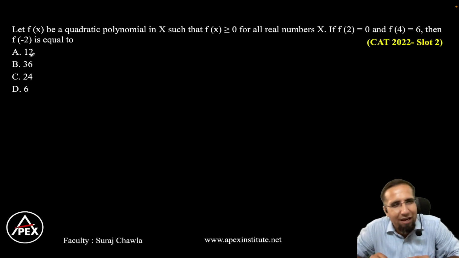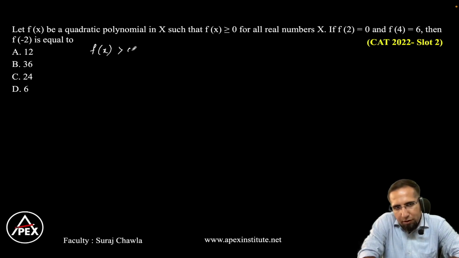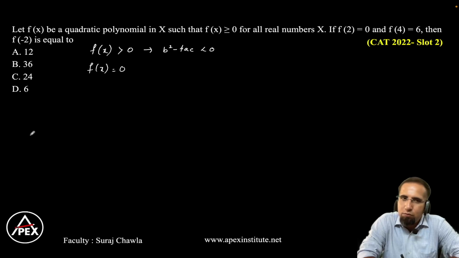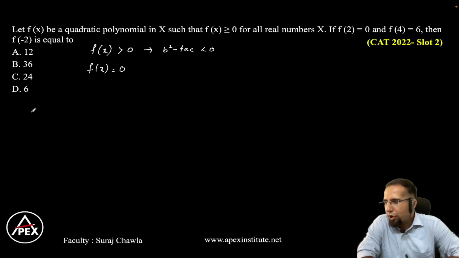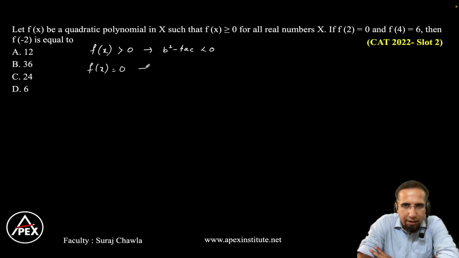Clear? Now, again a very interesting question given to us. Let f of x be a quadratic polynomial in x such that f of x is greater than or equal to 0. Let us convert this into two parts. f of x is greater than 0 when b square minus 4ac is less than 0, or I have f of x is equal to 0. Clear? So if f of x is equal to 0, that means it has only one root.